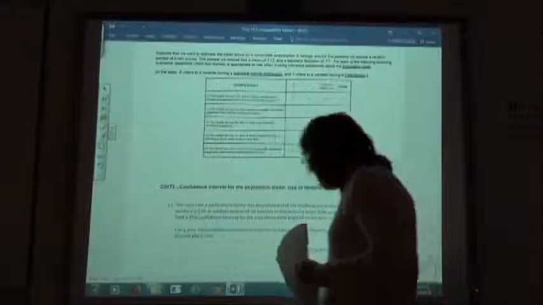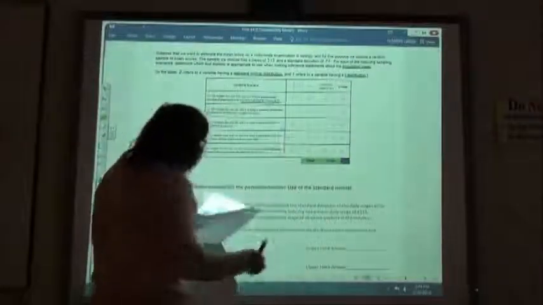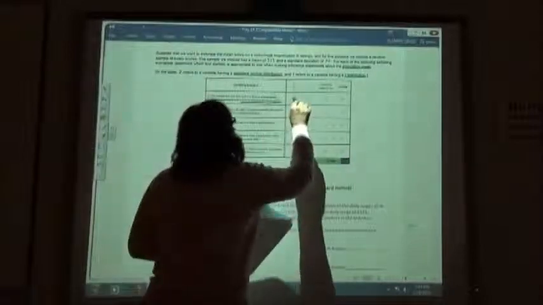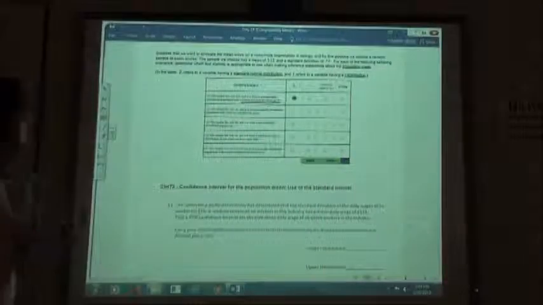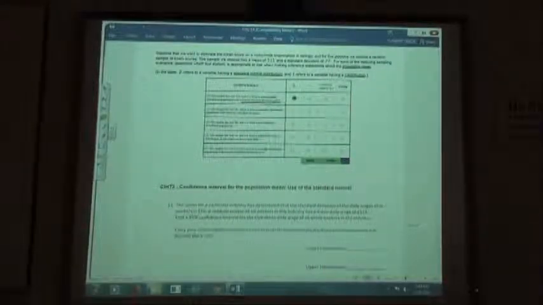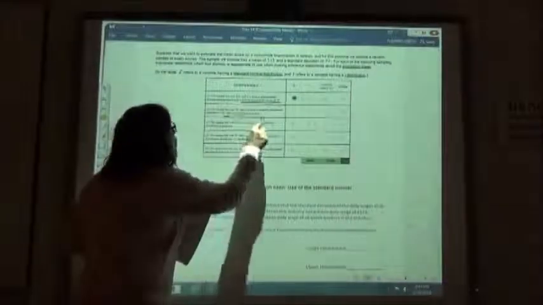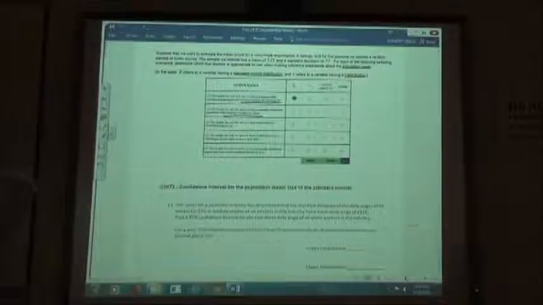All right, number 12, same thing here. We have a sample size of 100. It is from a non-normally distributed population with a known standard deviation of 77. We would use Z. Number 2, the sample has a size of 20. It's from a normally distributed population with an unknown standard deviation. T.